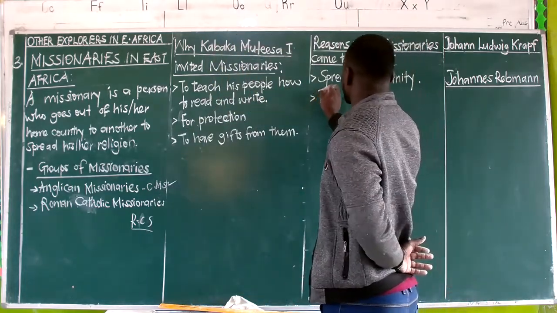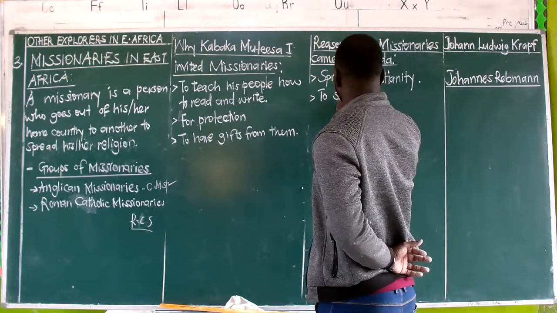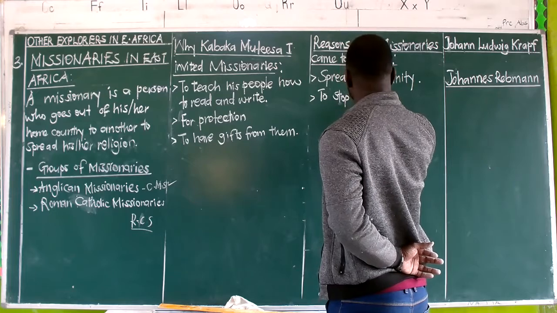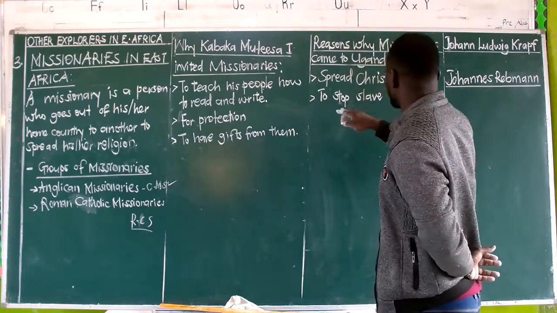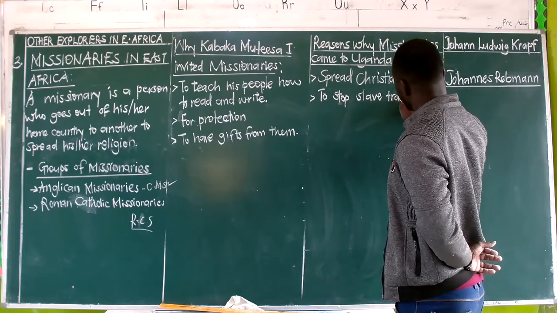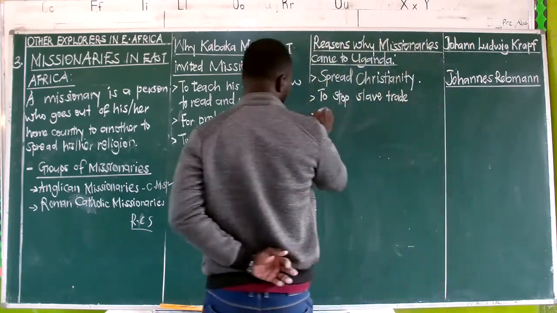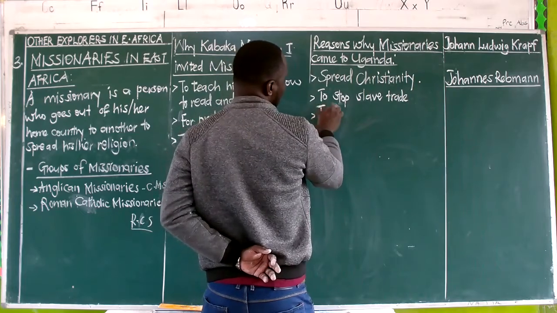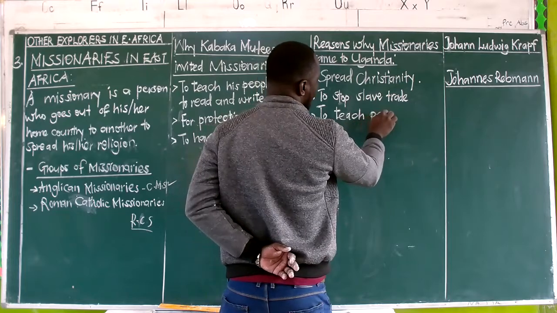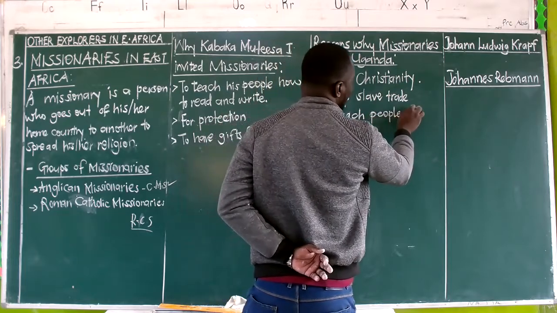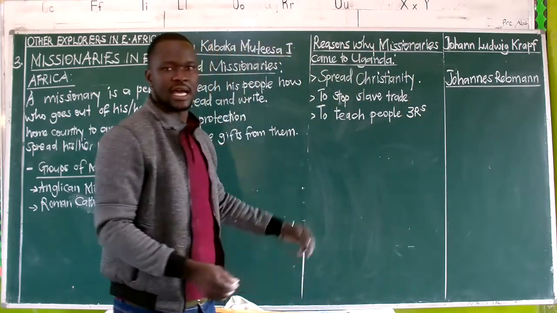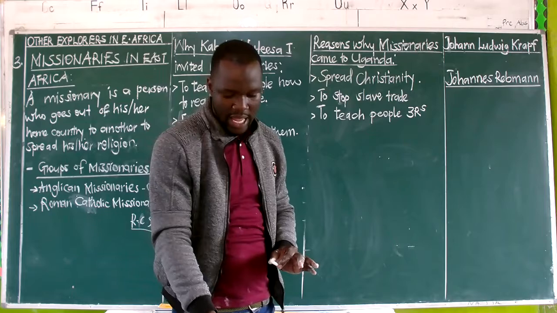Then other reasons come in, like stopping slave trade, because of the reports that the explorers had written about slave trade in East Africa. So they came also with the purpose of stopping slave trade. Then we have those other reasons of teaching people how to read and write. That is what we call the 3 R's: reading, writing, and arithmetic. Those are the 3 R's that we have.